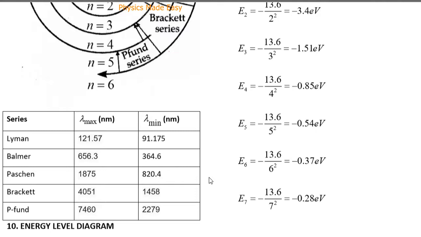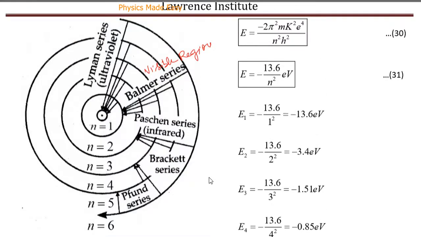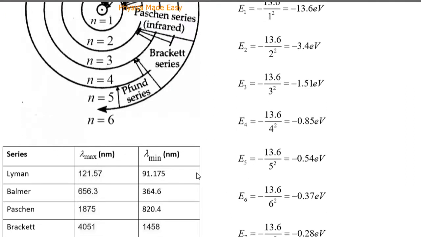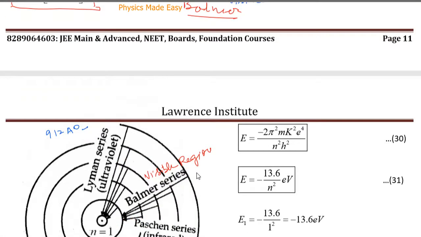And the range of the Lyman series is roughly, you can say, 912 angstroms to 1216 angstroms. The Lyman series varies from this.